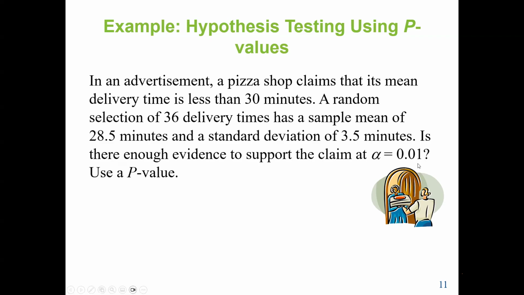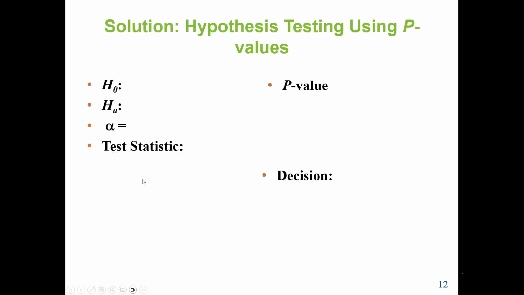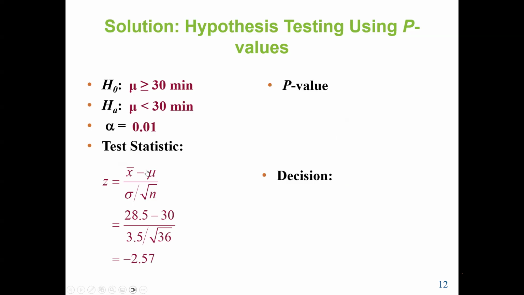So our alpha is 0.01. Okay, so everything is given. We can follow all the 4 steps. First, we state the H0 based on the question, less than 30. So H0 will be greater than or equal to 30. Alpha is already given, 0.01. So we can go ahead and find the test statistic. Remember the mu is also given, which is right here. The sample mean is also given in the question, 28.5. Standard deviation is given also. So our Z is negative 2.57.